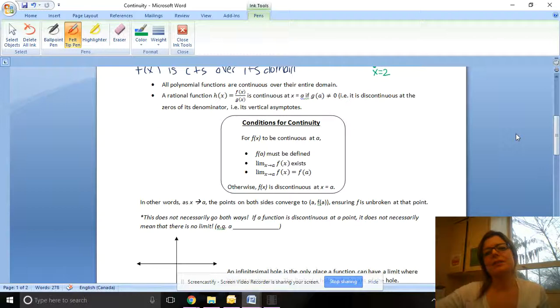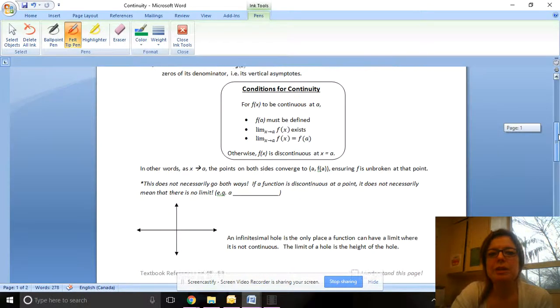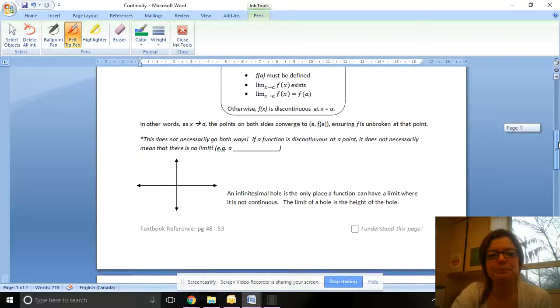So when a question asks you about continuity, the burden of proof requires all three things to be met. So on your test, when you're asked, is something continuous, you need to think of these three things and show that all three are true. It is not merely enough to just say yes or no. You have to meet all three conditions for continuity.